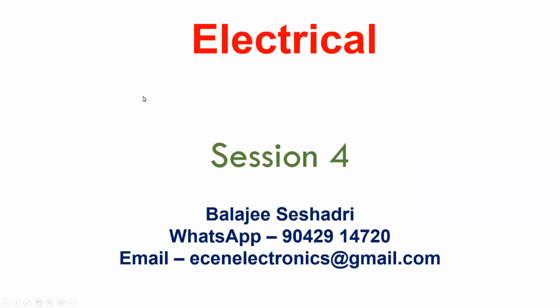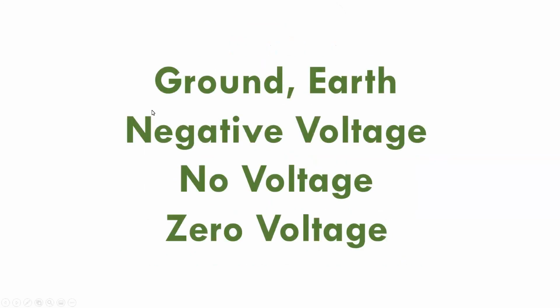And we are discussing electrical as part of embedded system programming, and we are in session 4. In this session, we are going to discuss what is ground, earth, negative voltage, no voltage, zero voltage. There are so many terminologies we use in electrical and electronics. Let us understand these things very clearly. The terms are all very important. Otherwise, you will think everything is a mistake.